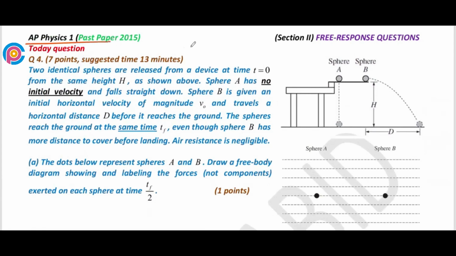Okay, we have the AP Physics 1 past paper 2015. We are discussing the free response question section, question number 4 from the paper.